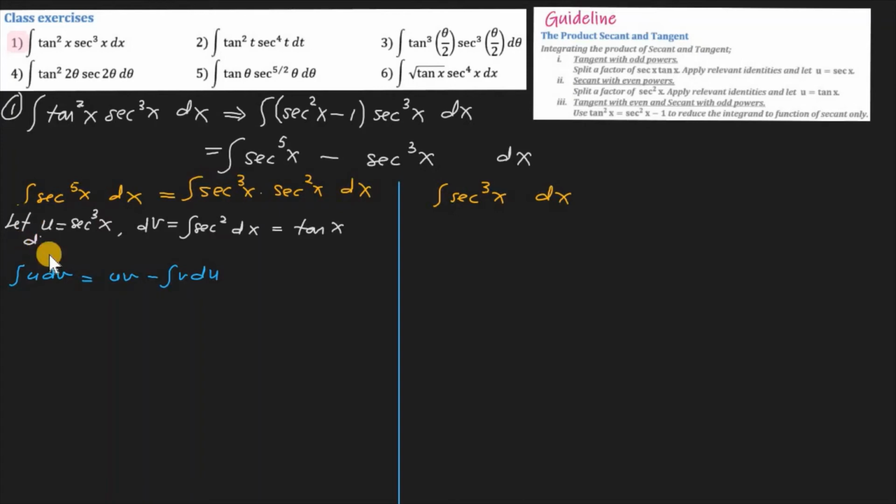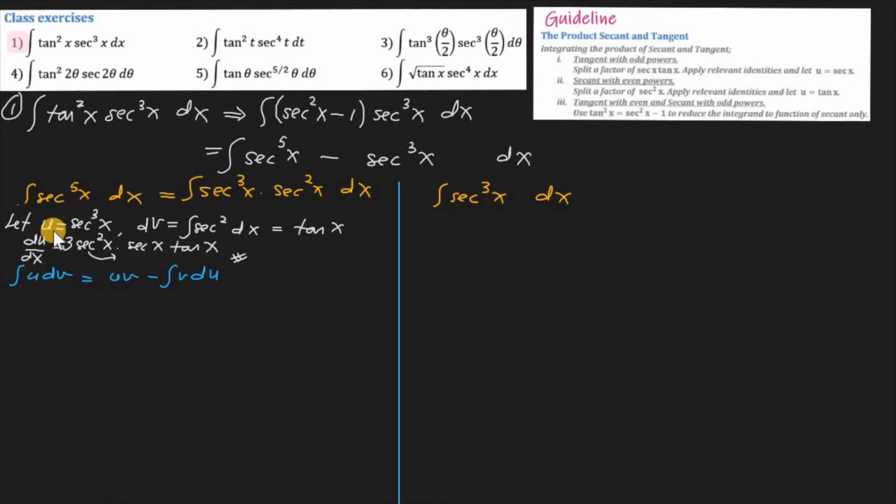So let's differentiate, du dx. Here we have to look at the formula list. This is secant power 3, so we have to use the power rule: 3 secant power 2 x, and differentiate further the secant using your formula list. The derivative of secant is secant x tangent x. So that's the complete derivative of your secant power 3. We are using the power rule.